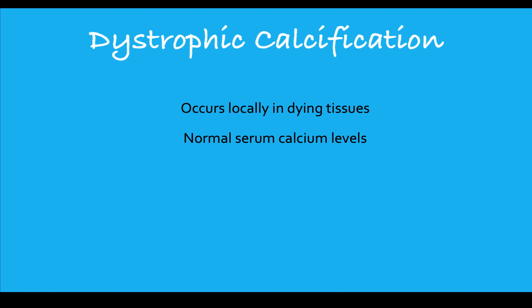And importantly, I would star this. This is when you have normal serum calcium levels. So this is going to happen despite normal serum levels of calcium, and so the patient typically doesn't have any calcium metabolism problems. So why is this happening? It's typically going to happen in areas of necrosis, so in multiple types of necrosis, so caseous, liquefactive, coagulative, etc., and also in fat necrosis. So this is going to be when tissue's dying and calcium levels are normal. That is the main takeaway you want to get from this.